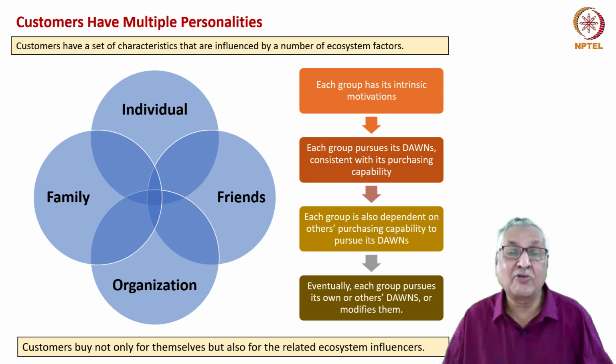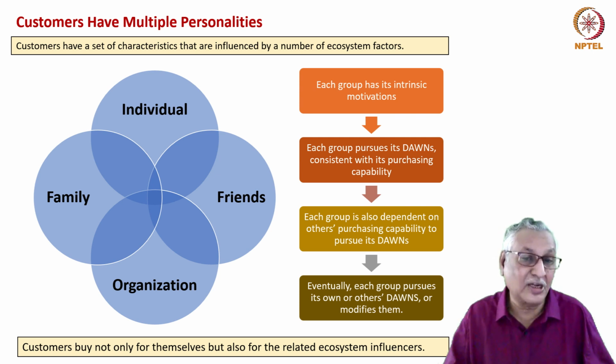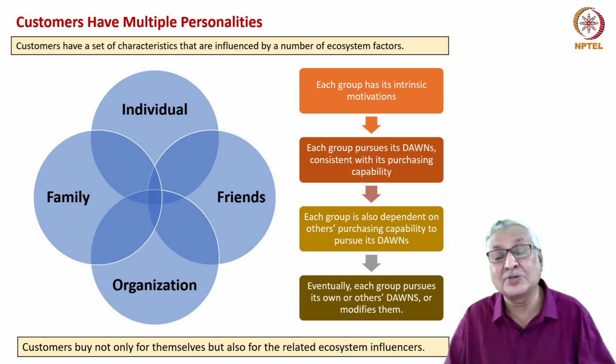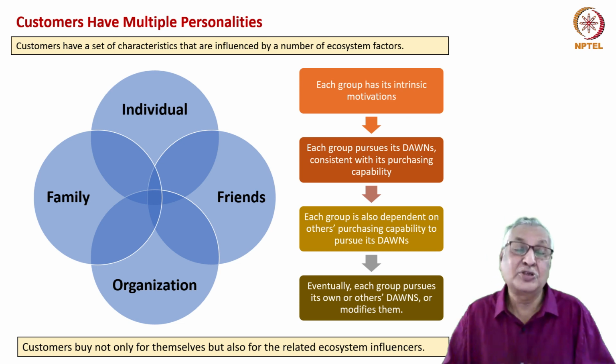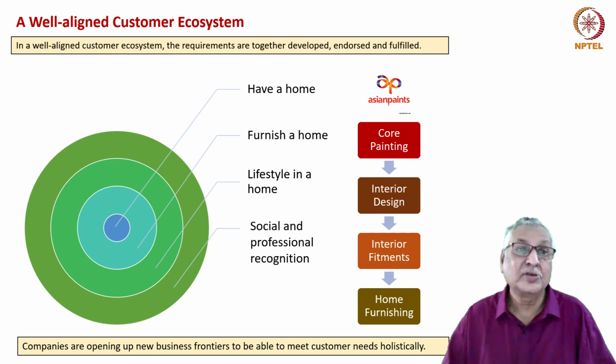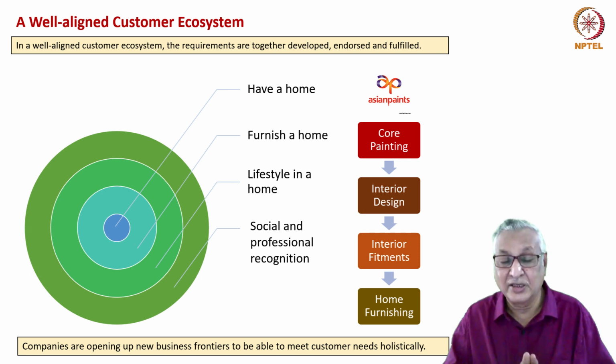This understanding of how individual, family, friend, and organization dons interrelate with each other, influence each other, and together act in some kind of synergy most of the times, but at times in terms of some disharmony as well, needs to be recognized by the companies. So, in a good customer ecosystem, there would be alignment across the groups which I have discussed. So let's look at this particular customer ecosystem.